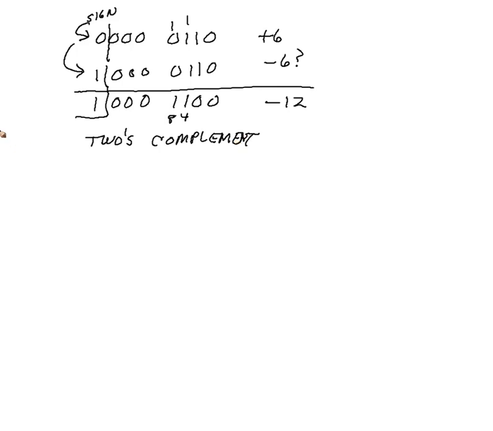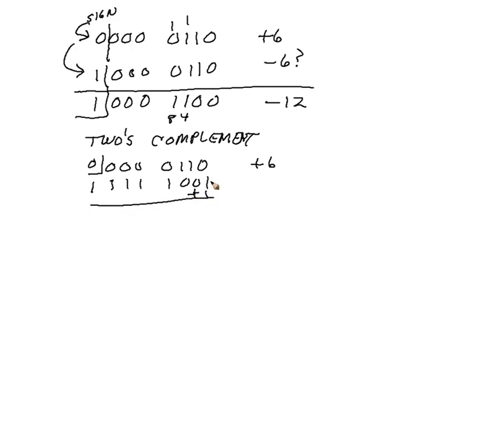Let's start off again with our positive 6. So there's my sign. That's positive 6. Let's flip all of those bits. So if it was a 0 before, now it's a 1, and vice versa. And then let's add 1.